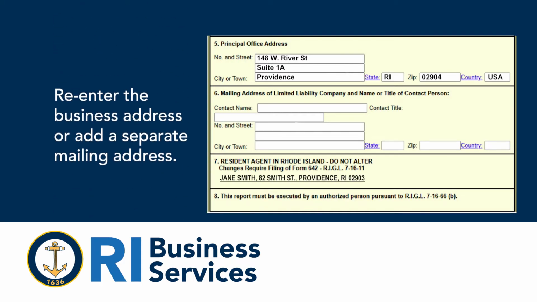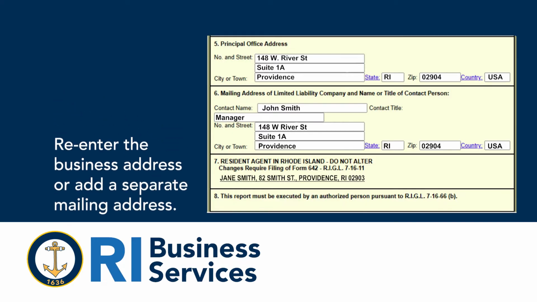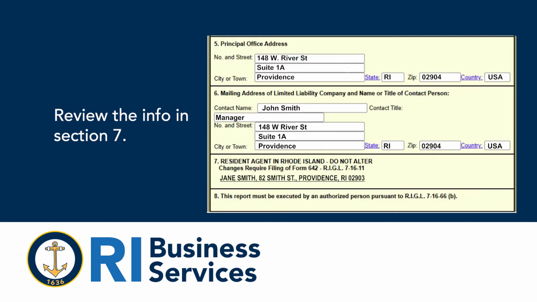In Section 6, for the business mailing address, you can re-enter the business office address you listed in Section 5, like I'm doing here, unless you would like to receive mail at a different location. You'll also need to list a contact person that is available at that address. Okay, on to Section 7.